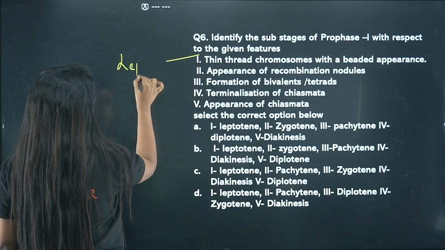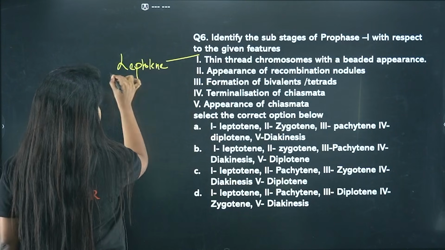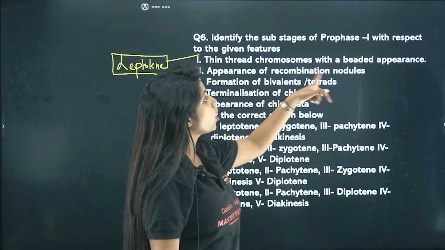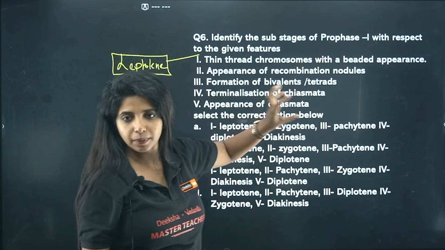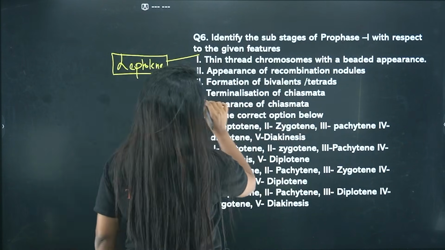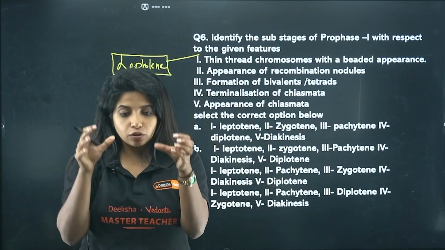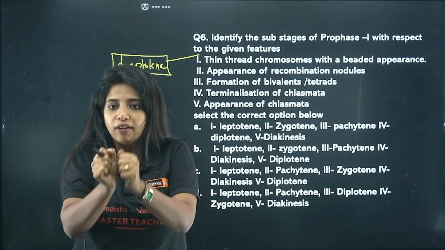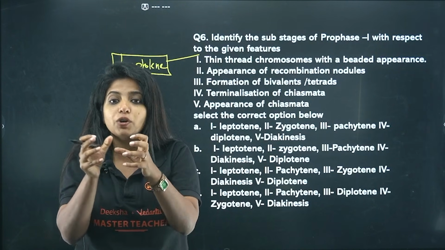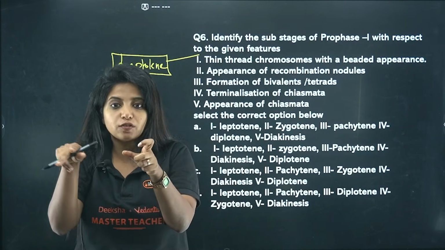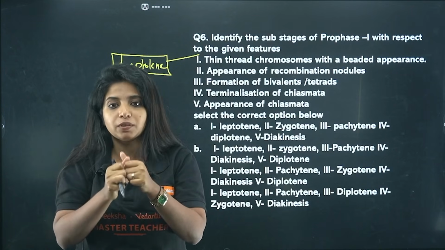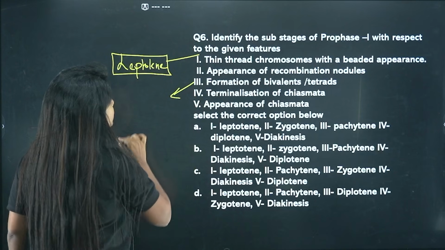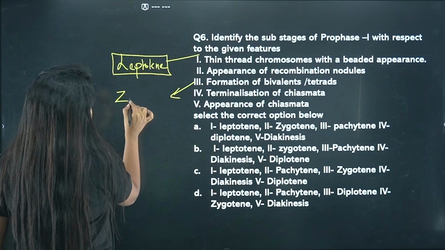So the chromosomes basically appear in leptotene stage. Okay, fine. Appearance of recombination nodules, let's just keep it there. Formation of bivalent and tetrad. What do you mean by that? The two homologous chromosomes come together, and this is known as bivalents or tetrads. Why? Because one has two chromatids, the other also has two chromatids. In total, a tetrad is being formed. So formation of bivalent tetrads happens in which stage? This is known as zygotene.